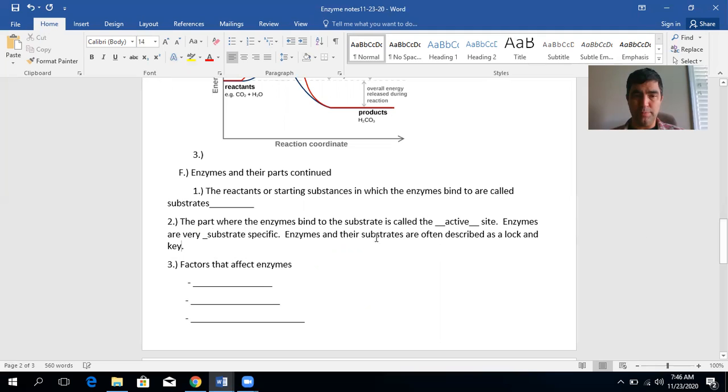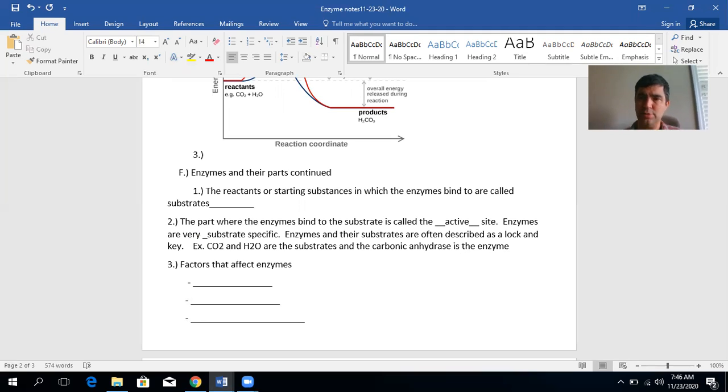So our example right here would be carbon dioxide, CO2, and the water, H2O. They are the substrates. And the carbonic anhydrase is the enzyme. What they do is the carbonic anhydrase, carbon dioxide and water bind together, and then they make the new product, which is carbonic acid. But again, these are the substrates.